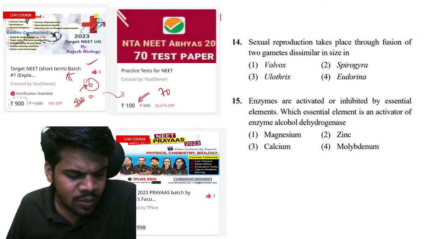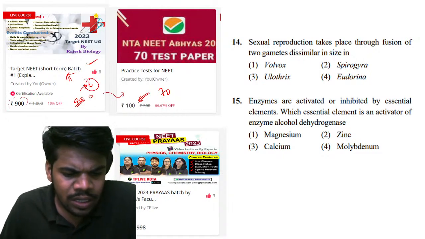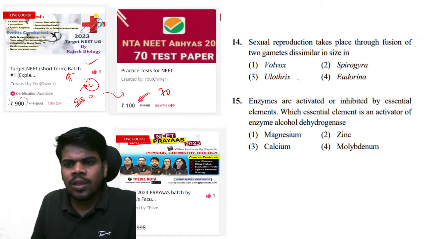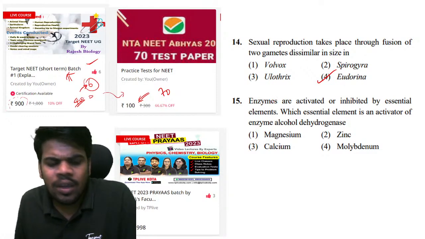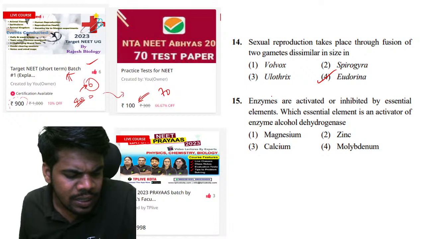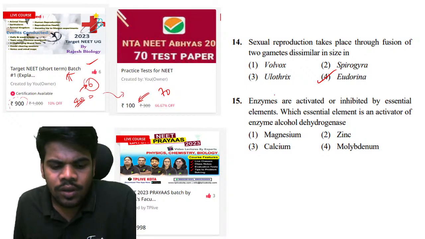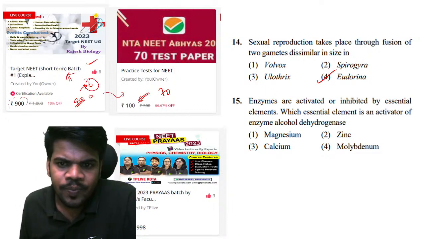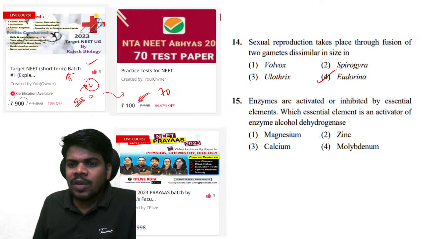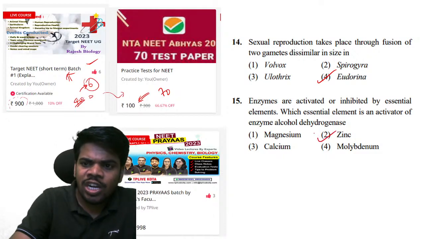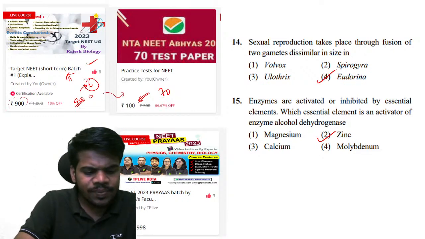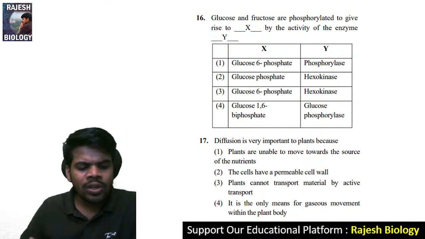Yeah, Gnaneshwari says the 14th question answer is 2 and the 15th question answer is 1. But both are wrong. Sexual reproduction we can observe in Eudorina. Yes, Nagajyoti, you are right. You said 14th question is 2. No, wrong, the 15th question is 2. The enzymes are activated or inhibited by essential elements. Which essential element is an activator of the enzyme alcohol dehydrogenase? It is zinc. Come to the 16th question.